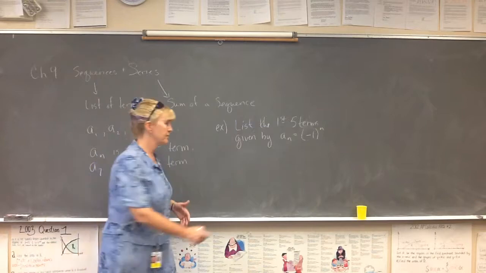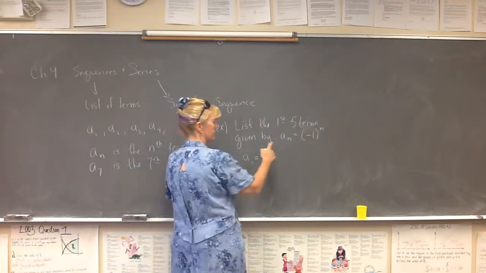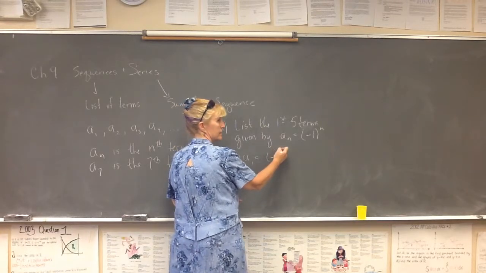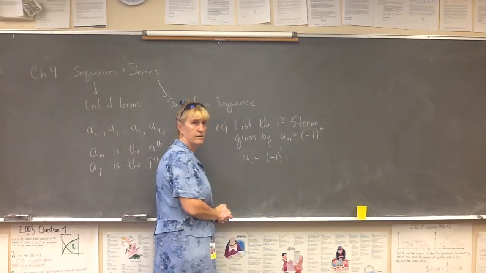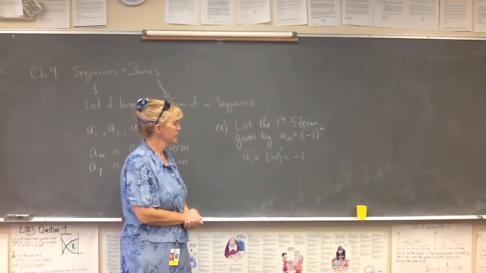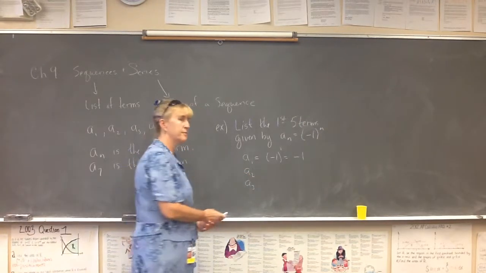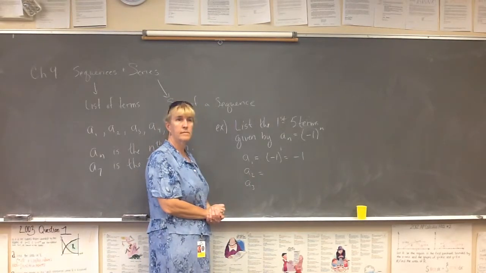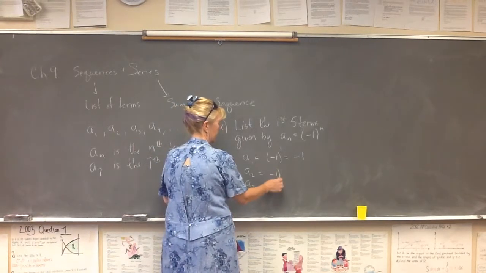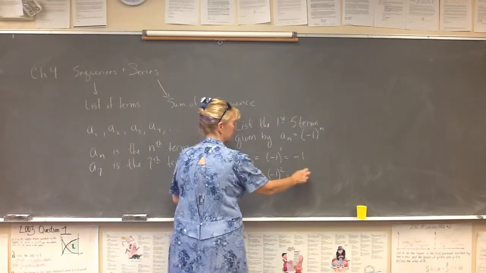Let's put a 1 in. What's a sub 1? There's no a over here, so this is just negative 1 to the first, which is negative 1. So what's a sub 2? It is positive 1, because it's negative 1 quantity squared, and that is a positive 1, true?